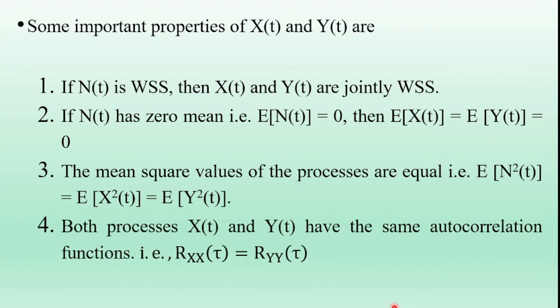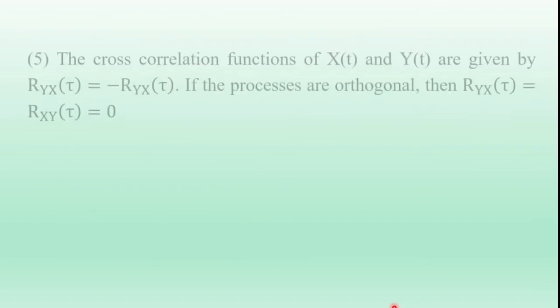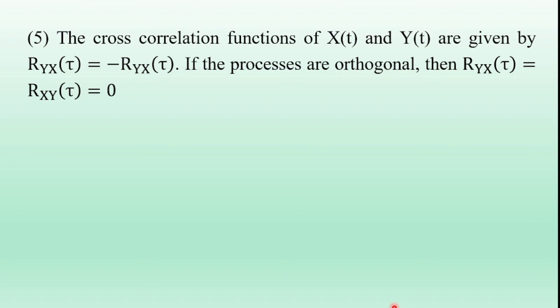Next property is, x of t and y of t have the same autocorrelation and power spectrum, that is Ryy of tau is equal to Rxx of tau and Syy of omega is equal to Sxx of omega. Next, fifth property, the random variables defined for the random processes x of t and y of t are orthogonal, that is Rxy of tau is equal to 0 and Ryx of tau is equal to 0, and Rxy of 0 is equal to 0, Ryx of 0 is equal to 0.